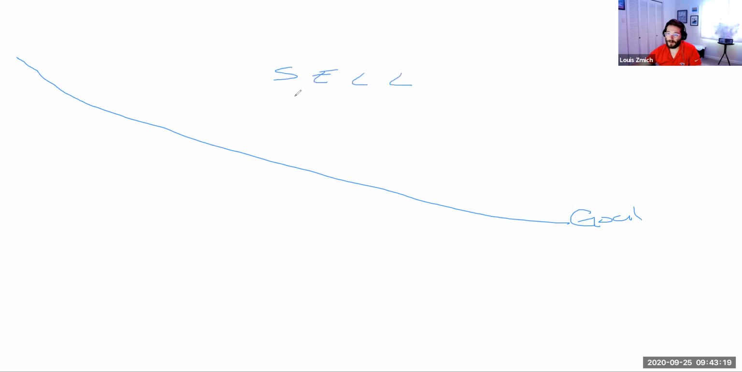So let's just say we're on this and then the goal is over here, right? And so this is kind of where the sell takes place. Sell kind of takes place probably right in here. All right, and so what we're going to do is we are going to sell value.